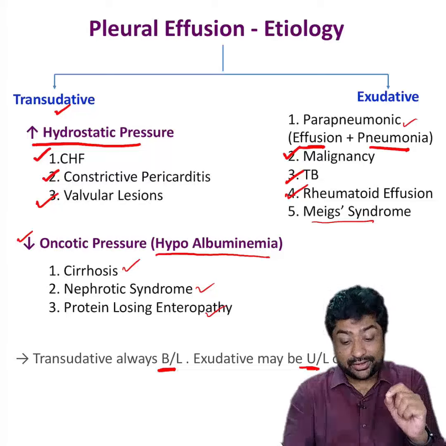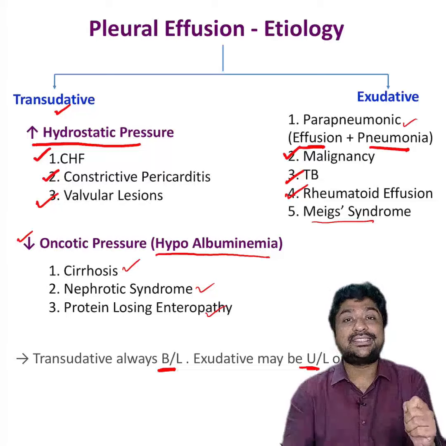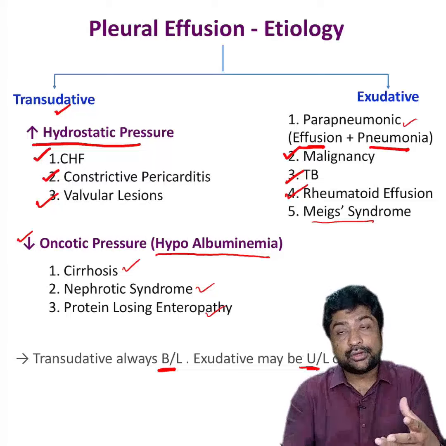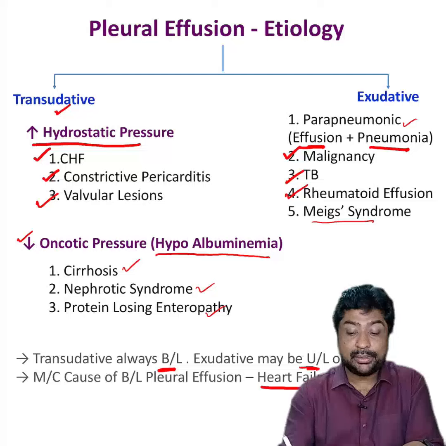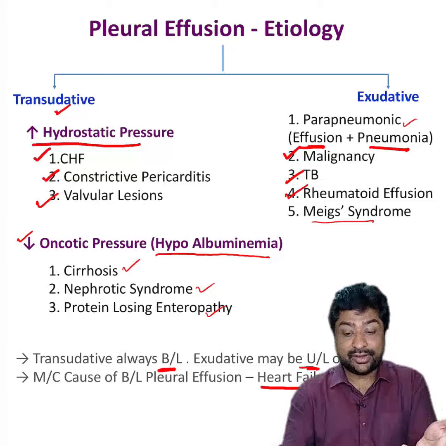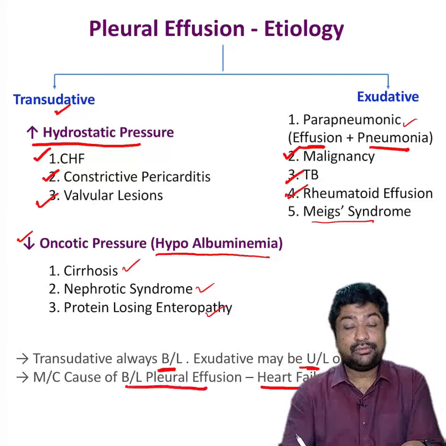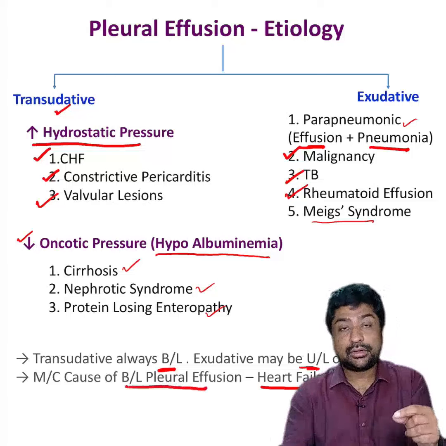Another very important point which they very frequently ask in examinations is what is the most common cause of pleural effusion, or what is the most common cause of bilateral pleural effusion, and the correct answer will be CHF or cardiac failure. So bilateral pleural effusion is most commonly seen in cardiac failure.